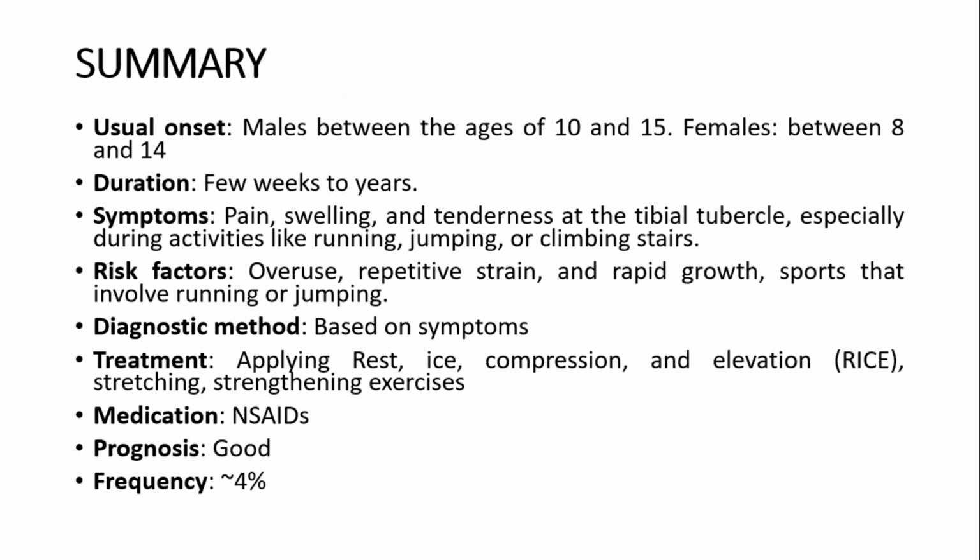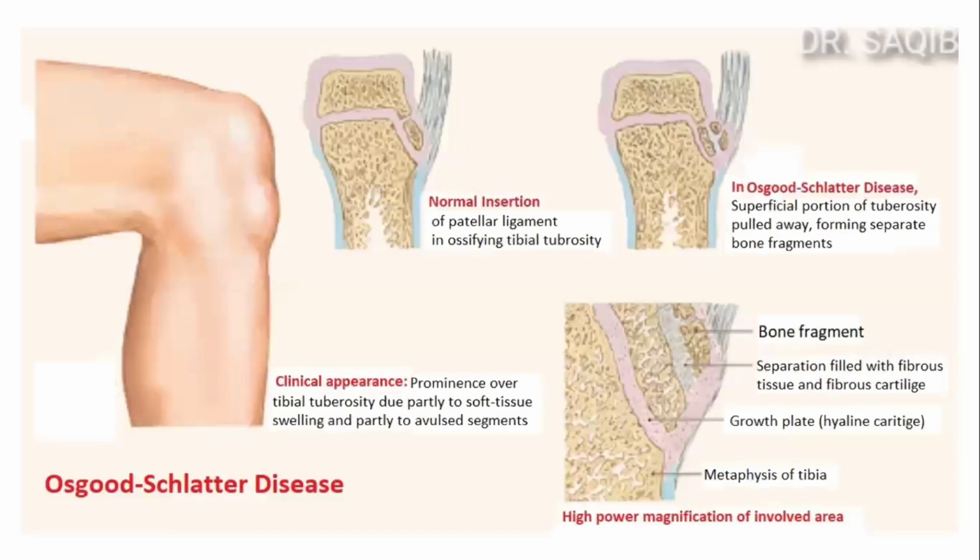This is a summary. Usual onset: males between the ages of 10 and 15, females between 8 and 14. Duration: a few weeks to years. Symptoms: pain, swelling and tenderness at the tibial tubercle, especially during activities like running, jumping, or climbing stairs. Risk factors involve overuse, repetitive strain, and rapid growth, and sports that involve running or jumping. Diagnostic methods are based on symptoms. Treatment: applying rest, ice, compression, and elevation. The mnemonic is RICE. And stretching and strengthening exercises. Medication is NSAIDs. Prognosis is good. And the frequency is about 4%. And this is the summary I have to present in the last.